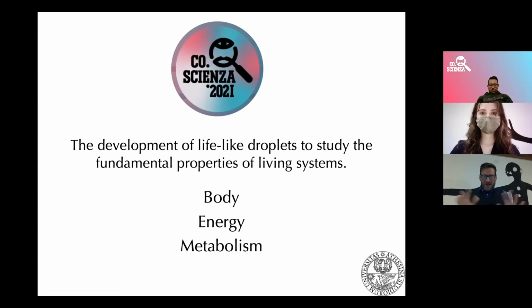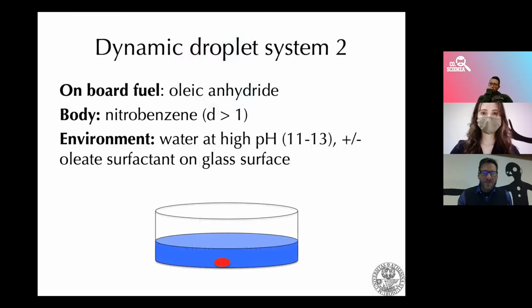So just from that small set of experiments, we start to assemble a list of lifelike properties we could study with these very simple chemical systems, again, that are not alive. In the previous example, it was just olive oil and some hydroxide. Okay, so we took this a bit further, and I'm going to talk about this dynamic droplet system too.